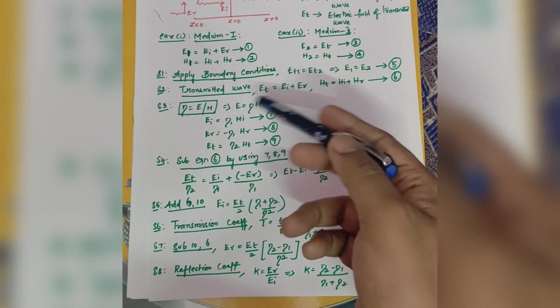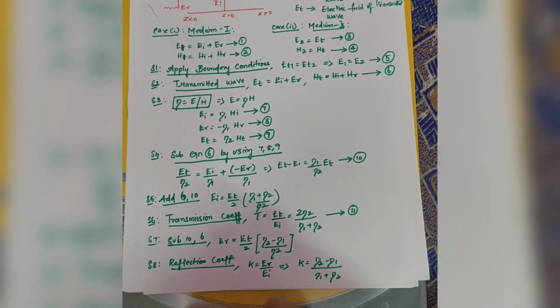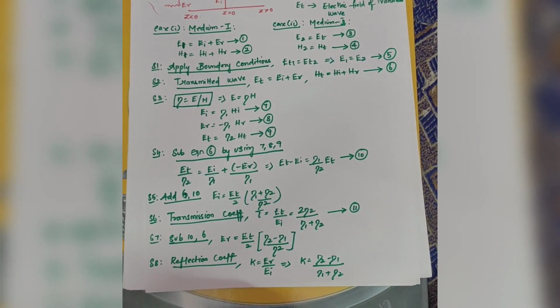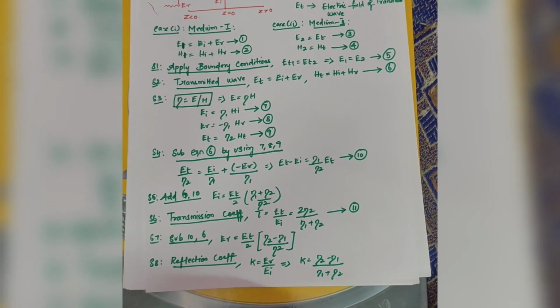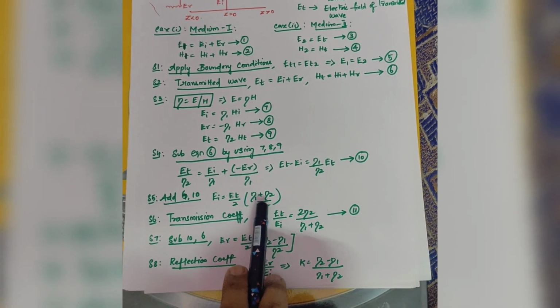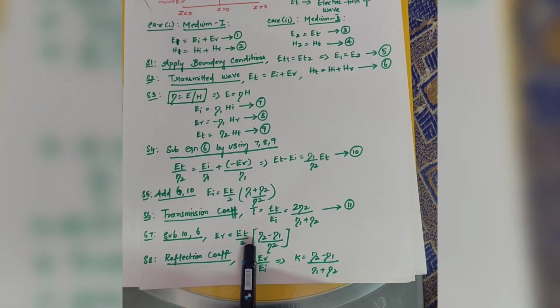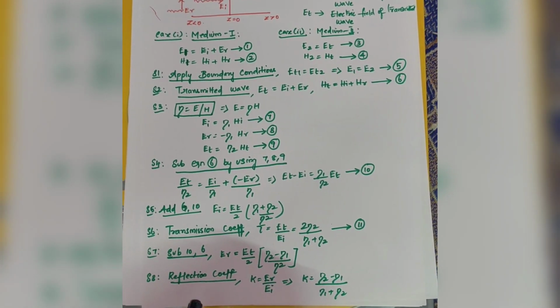Add the 6th equation as well as the 10th equation. Similarly, subtract the 6th equation and the 10th equation. When you add, you will get the Ei answer. When you subtract, you will get the Er answer. From this, the Ei answer is Et by 2, (eta 1 plus eta 2) by eta 2. When you subtract, Et by 2, (eta 2 minus eta 1) by eta 2.